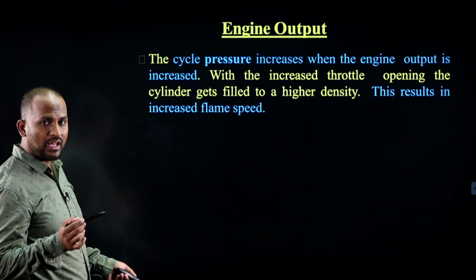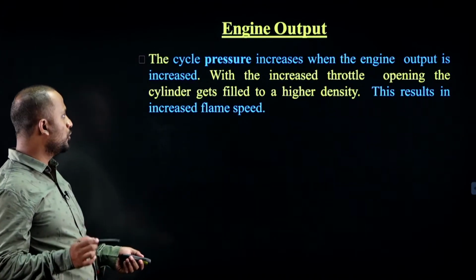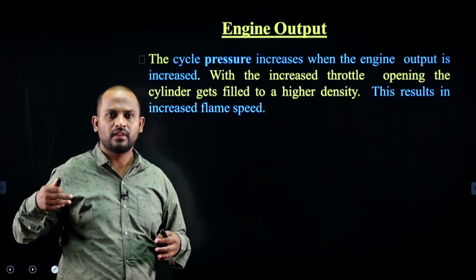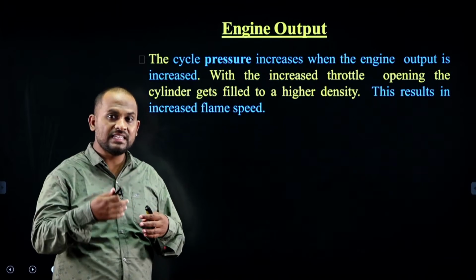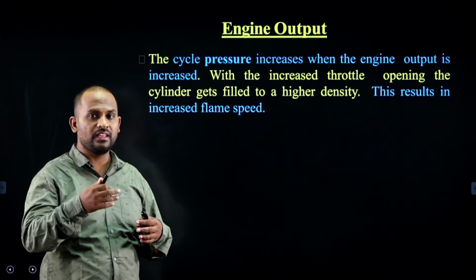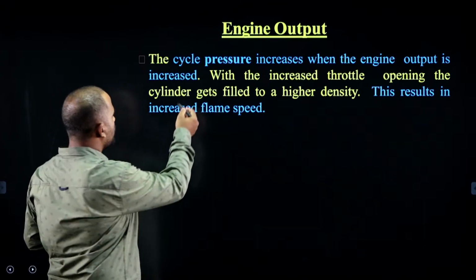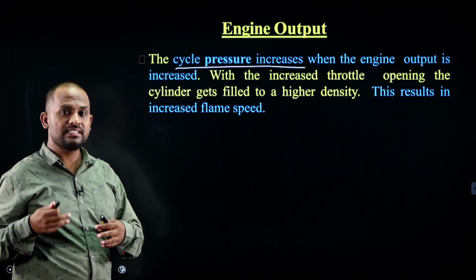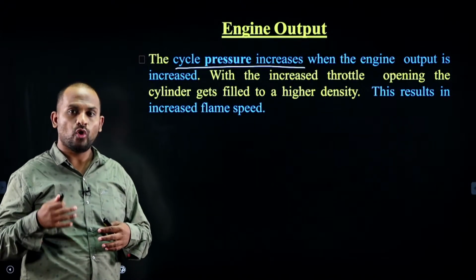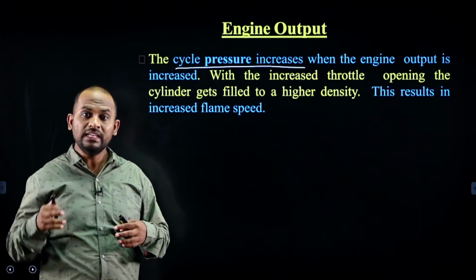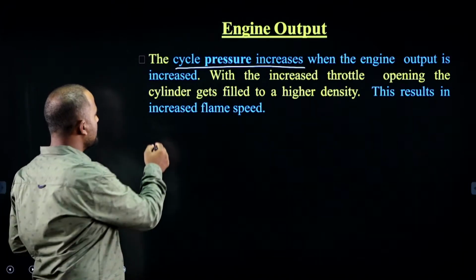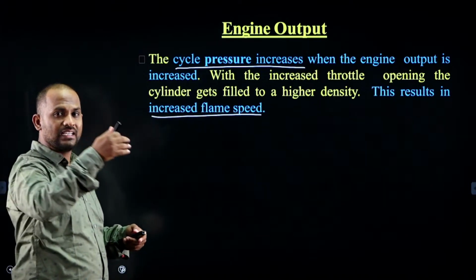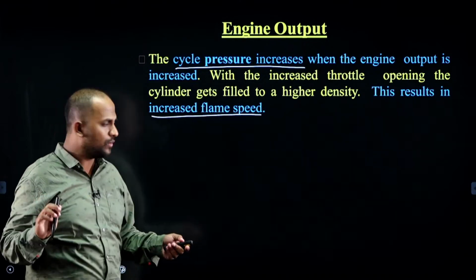Okay, now comes the other variable called engine output. Suppose the engine output is high, which means the pressure inside the cylinder is high. When the cycle pressure increases, automatically it increases the flame speed. So when the engine output is increasing, the flame speed inside the cylinder is also increasing.